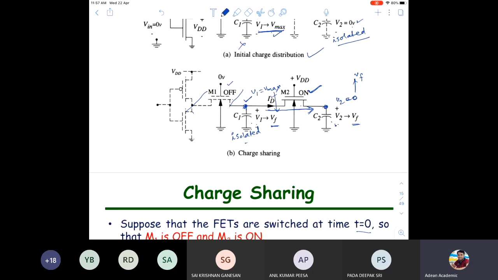Capacitors will not change. Capacitors may be different: C1 greater than C2, or C1 equal to C2, or C1 less than C2. Capacitor values will not change. What values of capacitors C1, C2 we have taken, they will remain the same. The charge will be shared and voltages will be changing. So voltages both will become Vf and Vf.